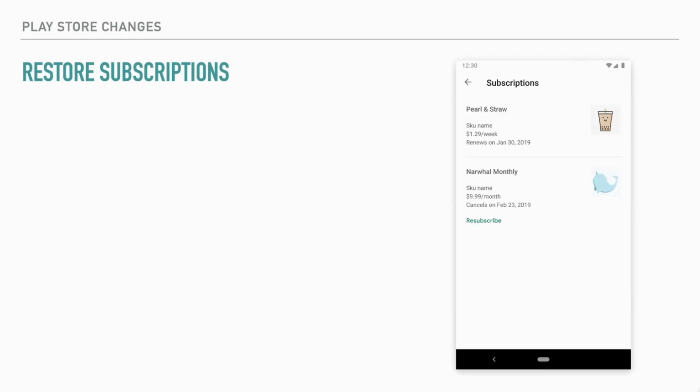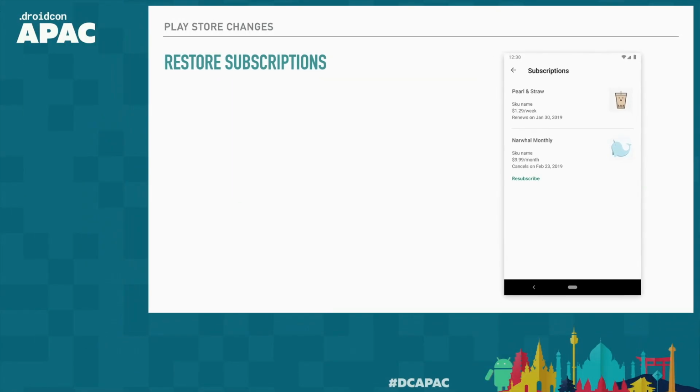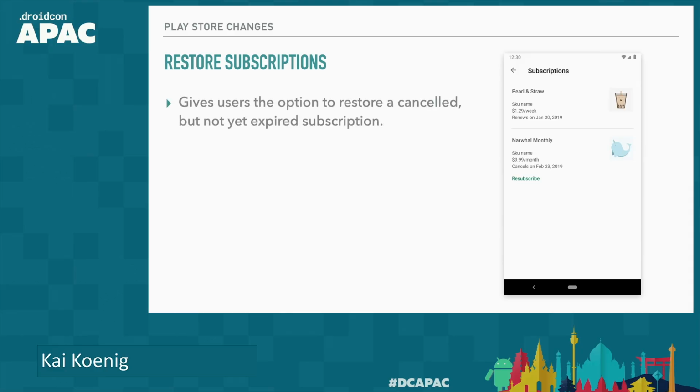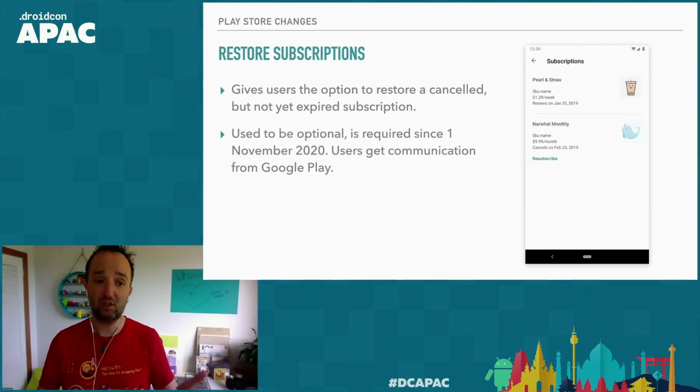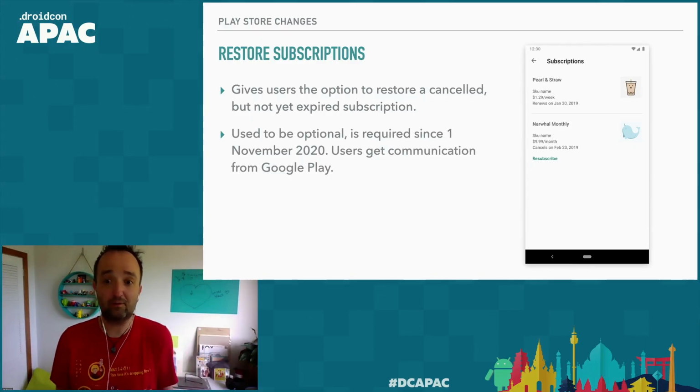One of the new features that came into effect just recently, on November 1st, is restoring subscriptions. So the scenario here is a user cancels a subscription, but it's not yet expired because it's active for whatever the subscription period was, right? If you have a 3-month subscription and they cancel after the first month, they still have access for 2 more months to the whole thing. So if you're in that state, you can give the users the option to restore it. That used to be optional, but since the 1st of November, that is required. And you have to support it, basically.